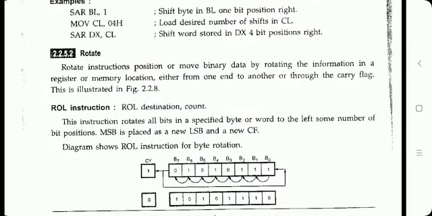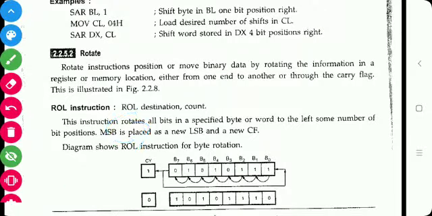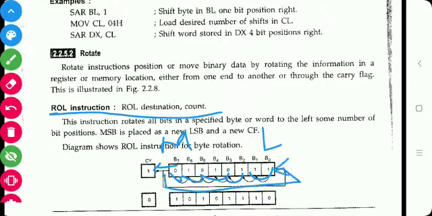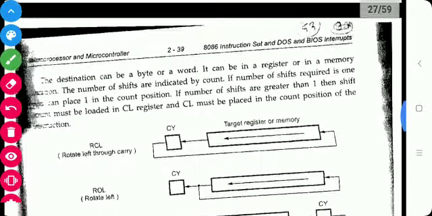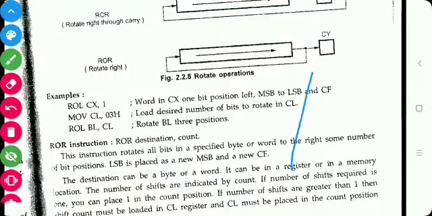First is ROL, that is rotate left, destination and count. So here all the bits are rotated to the left. Okay, this is your MSB, this is your LSB. Then MSB is shifted into the carry flag and the same MSB is shifted into the LSB. This is called ROL, in which we are rotating to the left. Again, if we want to shift it by one time, then put 1 into the instruction. If you want to shift it multiple times, then take a counter and rotate it by that counter. Okay.